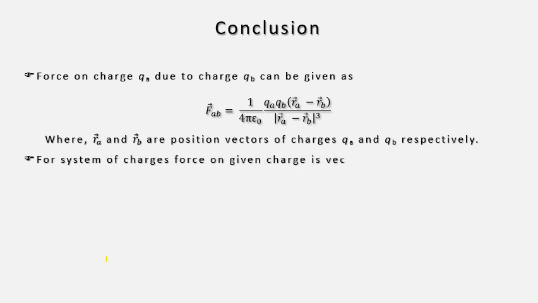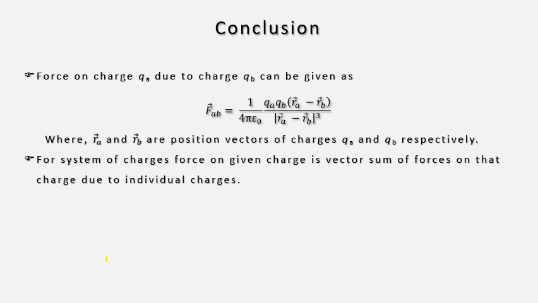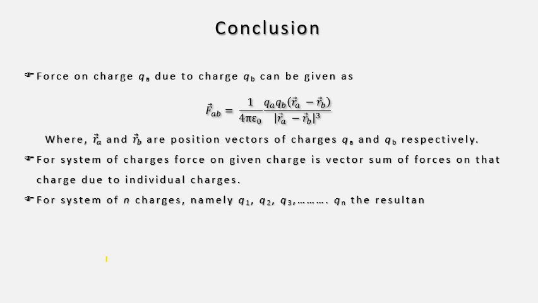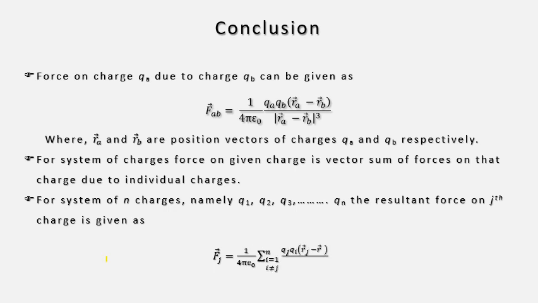Then we also know about superposition principle. What it says is that resultant force on a given charge due to so many charges is nothing but vector sum of force due to individual charges. And then if we try to express it in mathematical form for a system of n charges ranging from q1, q2 up to qn, the force on j charge can be given as this. So this is vector form of Coulomb's law and superposition principle. We keep it up to this.